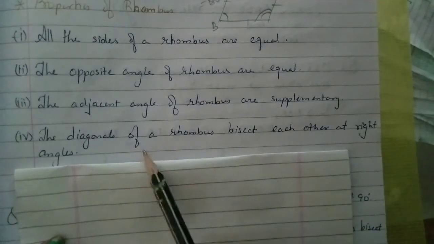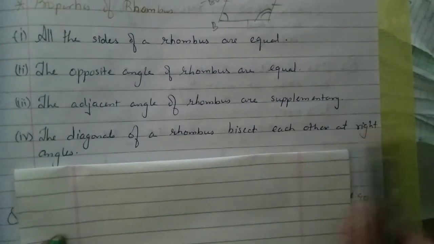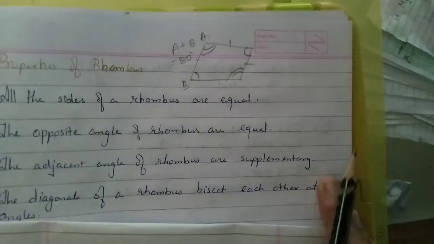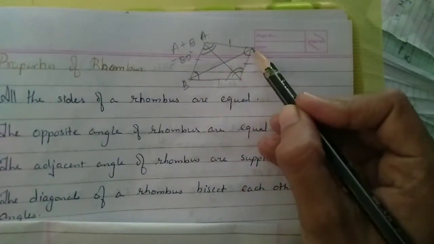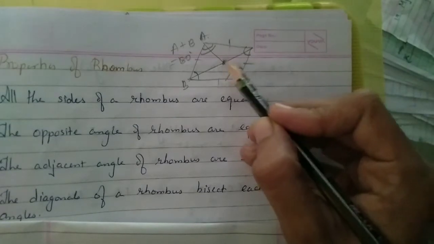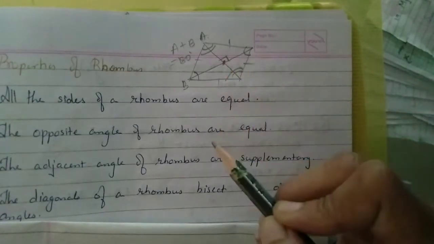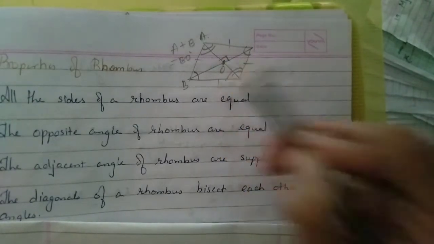Now fourth one, the diagonals of a rhombus bisect each other at right angle. The diagonals of a rhombus bisect each other at right angle. See, the diagonals like this way we'll draw. They bisect each other means here at right angle. Okay. This is right angle.